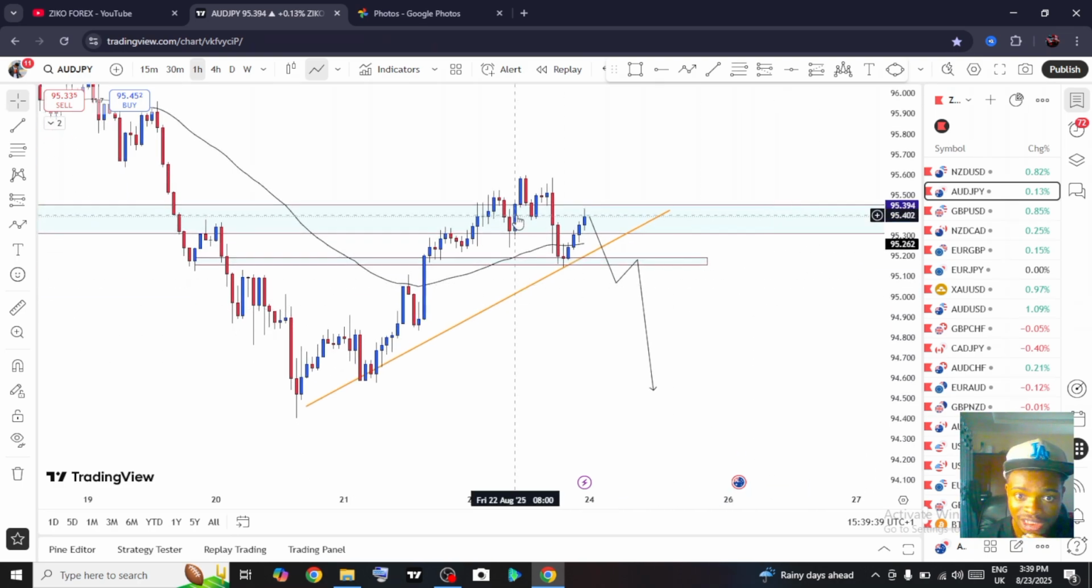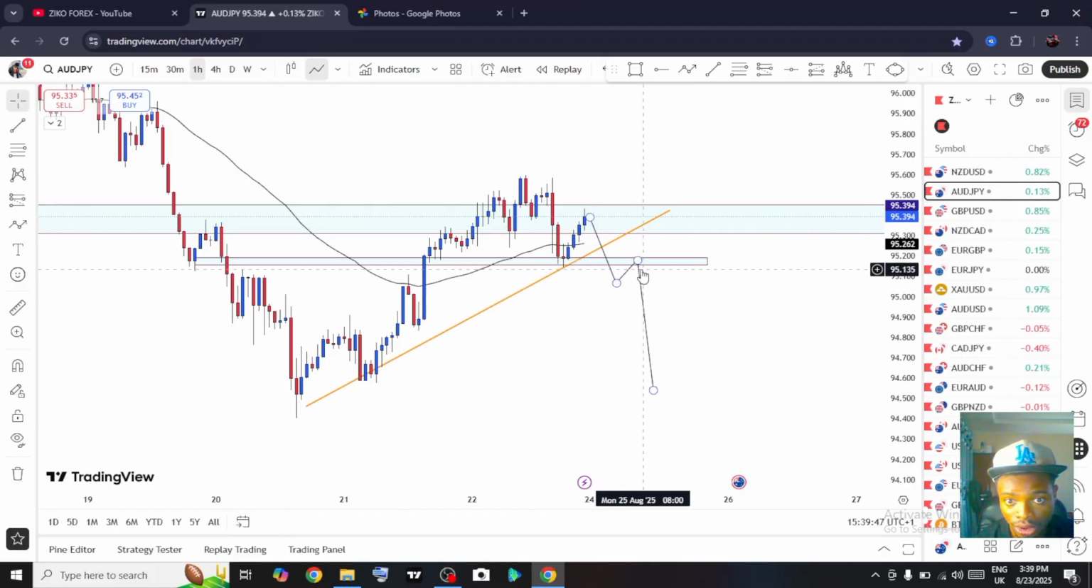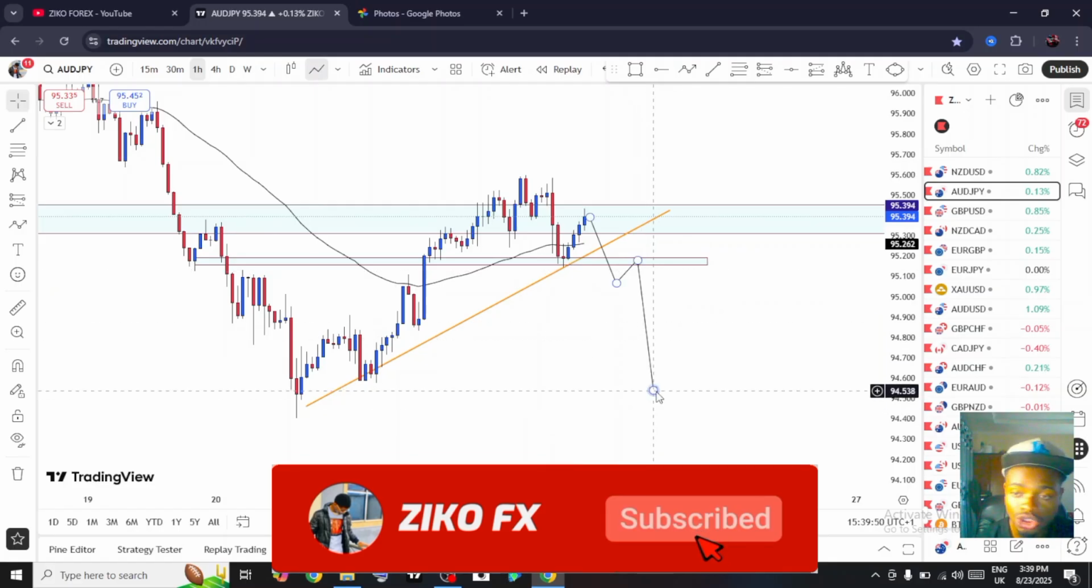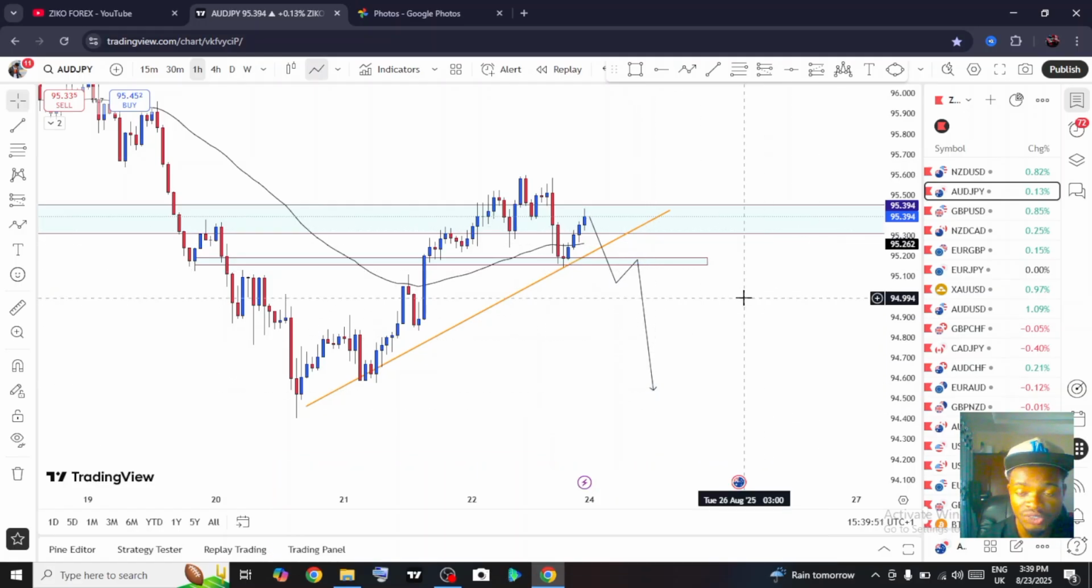This market is currently bearish on the 1-hour time frame, but we can't really enter on Sunday night, so we can't really enter anywhere around here. We need a break and a retest and an engulfing around here to take this trade short. So this is one of my favorite pairs for the week.